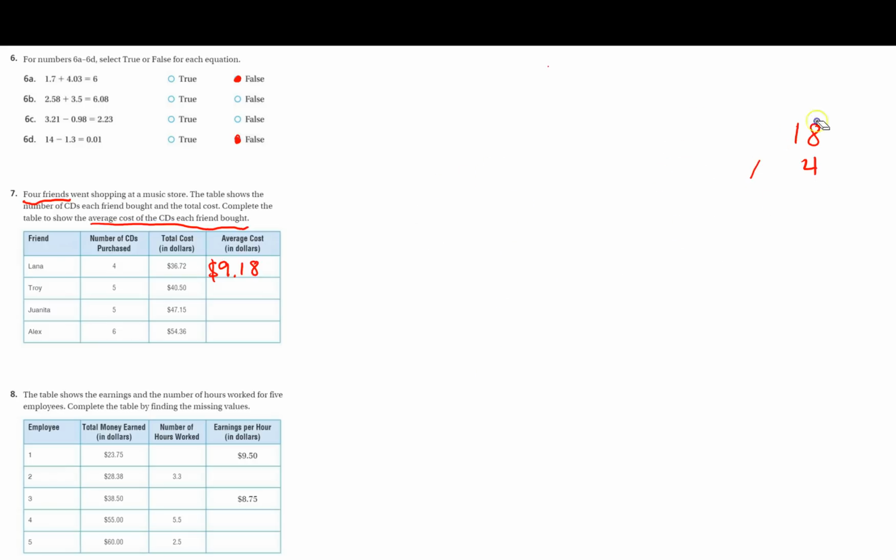Again, I don't want you to erase. Let's jump down and do Alex. So Alex got 6 CDs, spent a total of $54.36. 6 can't go into 5, but 6 can go into 54. 9 times 6 is 54. Subtract gives us 0. I can bring my decimal straight up because there's no decimal out here.